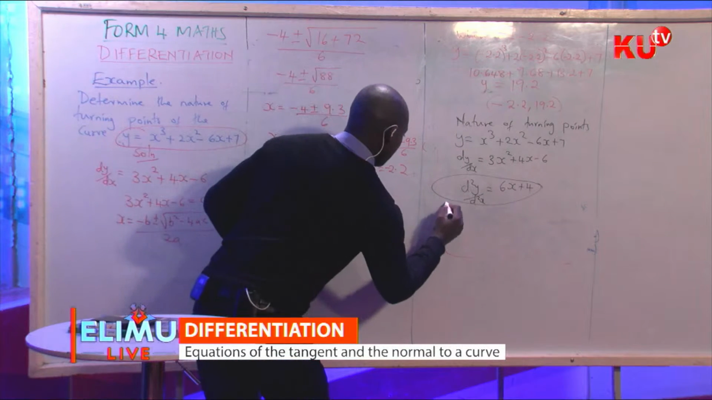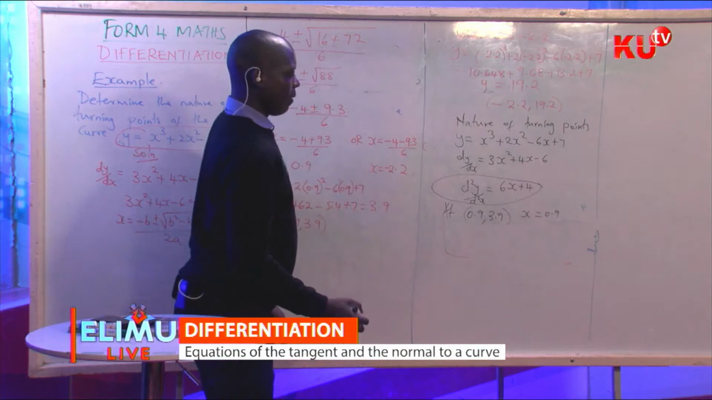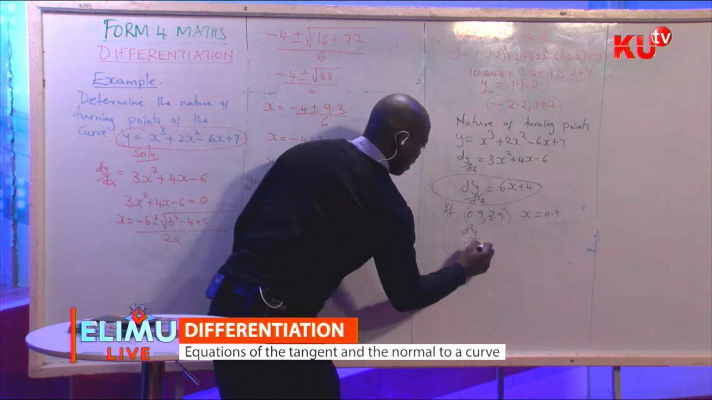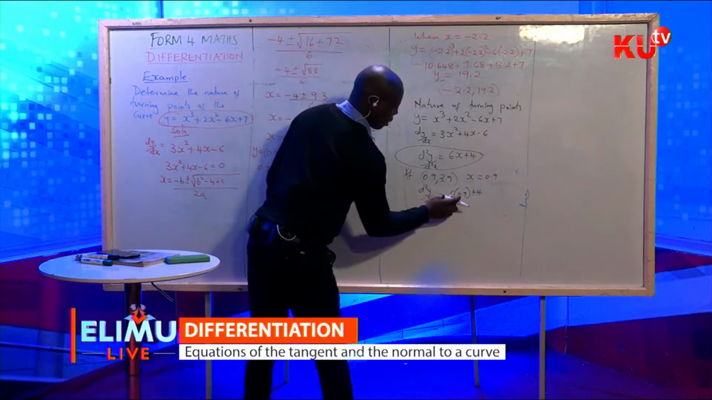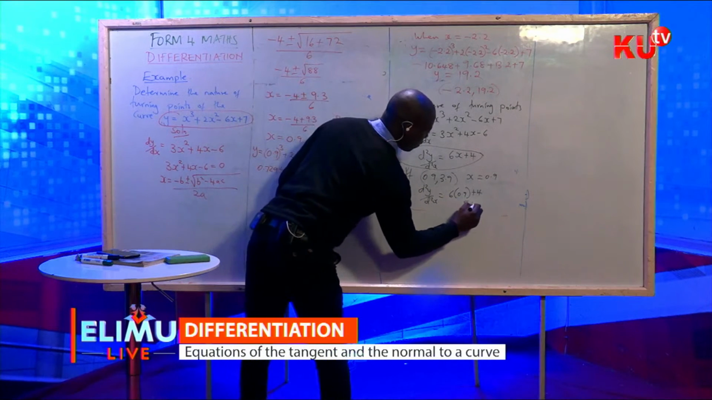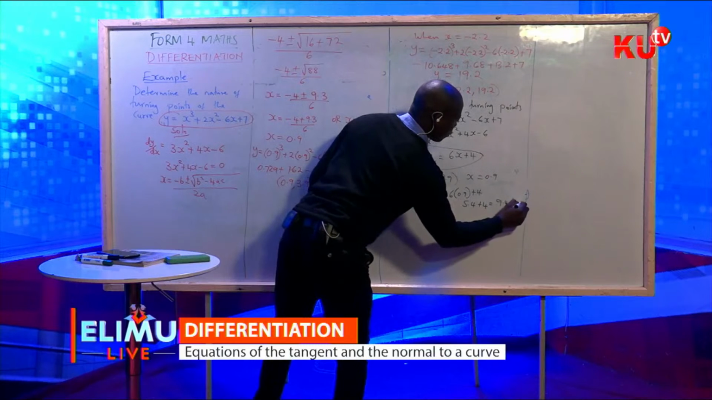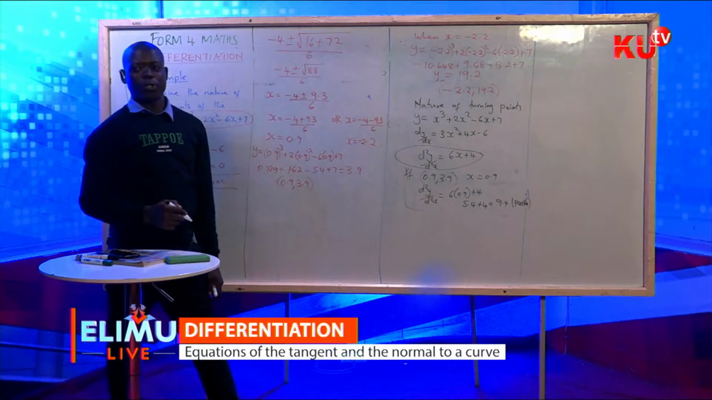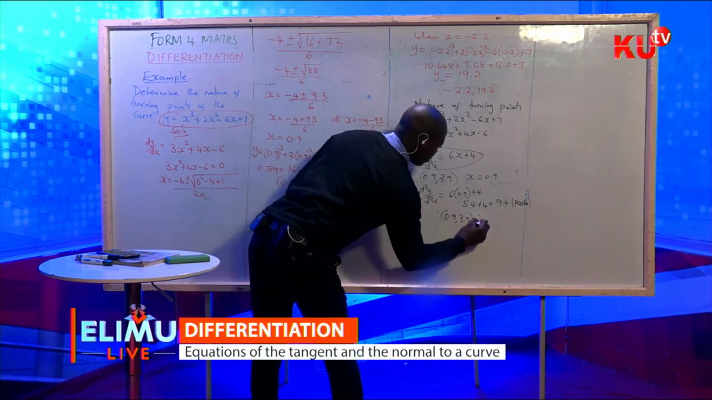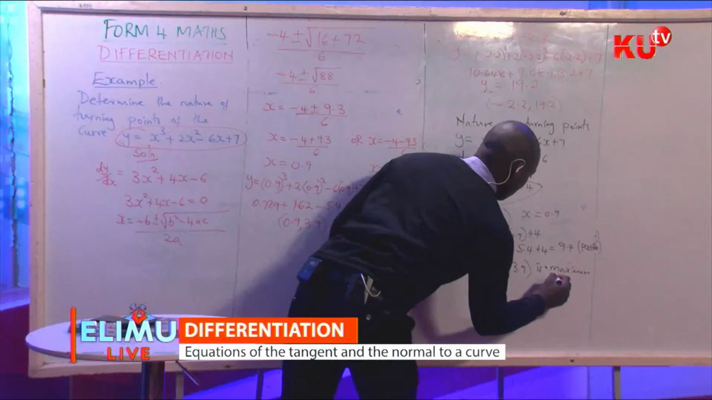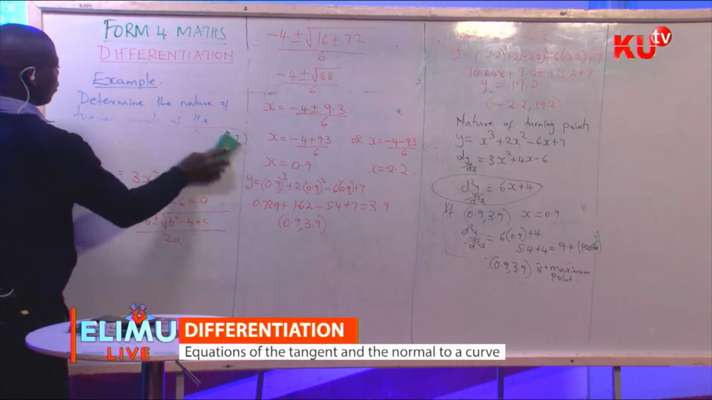So at the point 0.9, 3.9, our x is 0.9. Therefore, d squared y, d squared x is 6 into 0.9 plus 4. Work out this one. We have 5.4 plus 4, that is 9.4. And this value is a positive solution. So what that means, students? It means, therefore, 0.9, 3.9 is a maximum point for the function that we've been given.